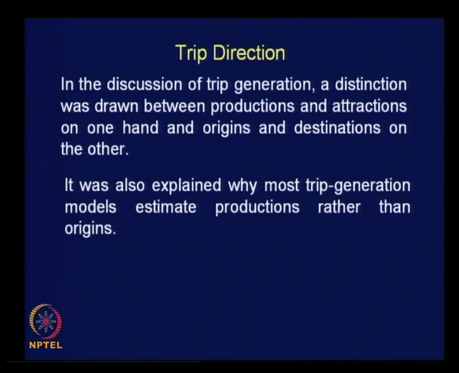It was also explained why most trip generation models estimate productions rather than origins. It is convenient because we designate zones as production zones, attraction zones and so on. There is no need to worry about trip origins, trip destination at that stage. Okay. The point made here is the direction of movement was not considered while you quantify the total trip ends associated with traffic zones, that is the point.